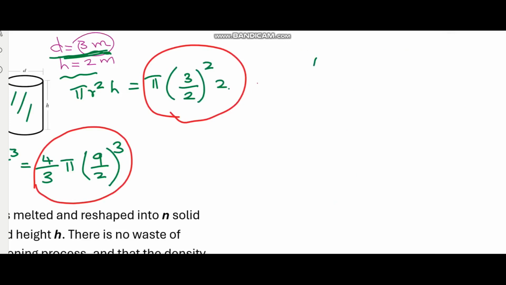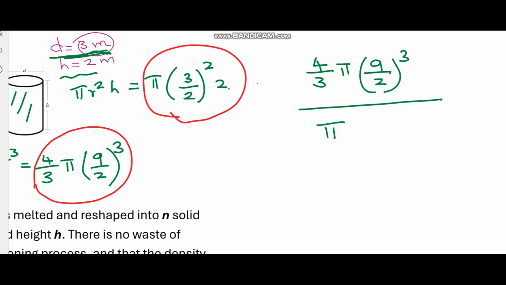So ready for this? 4 over 3 pi, 9 over 2 cubed, divided by pi, 3 over 2 squared times 2. Let's just simplify this a little bit more. 3 squared is 9 over 4 times 2, so that is 9 over 2, isn't it? Oh, that's helpful. So pi and pi cancel out.